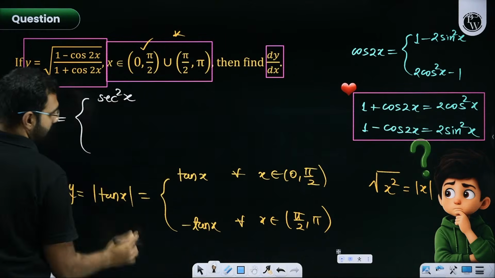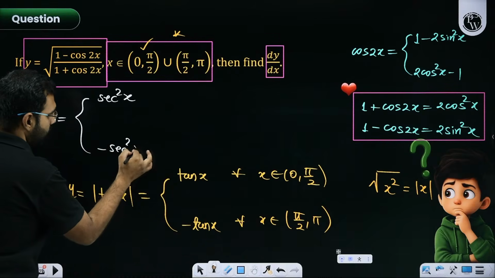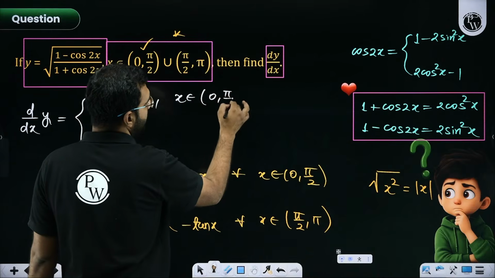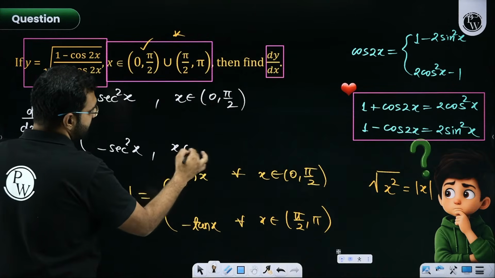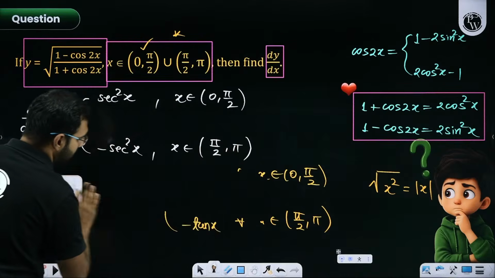Sec square x. Derivative of tan x is sec square x, with a minus sign. So it will be minus sec square x. Of course, here, whenever x is in the first quadrant, 0 to pi by 2. And here, whenever x is in the second quadrant, pi by 2 to pi. So that's your full, complete and final answer.